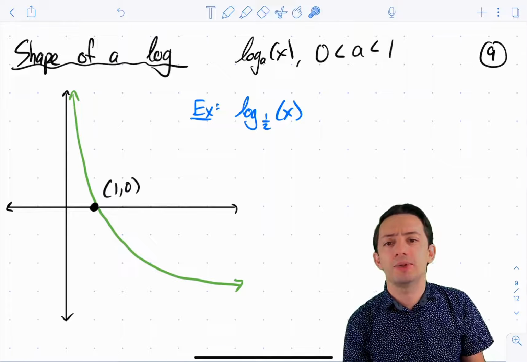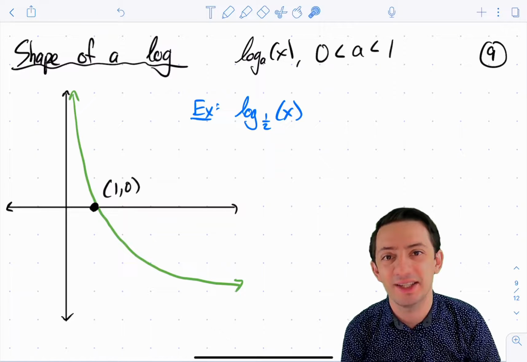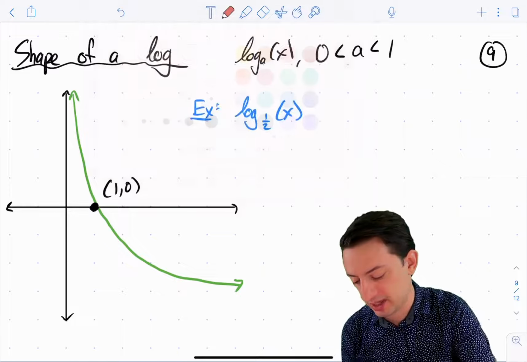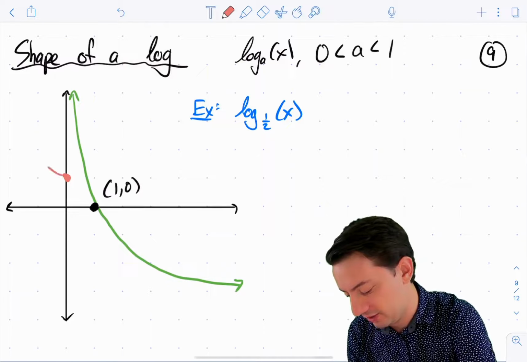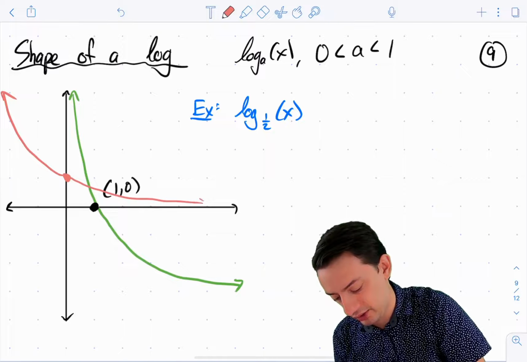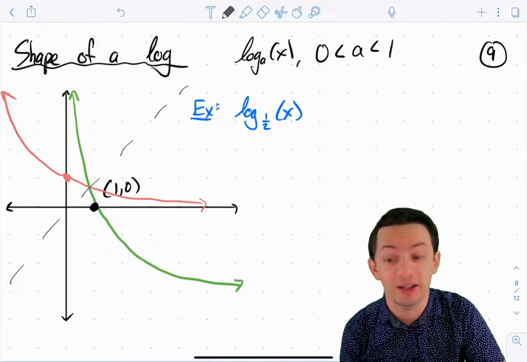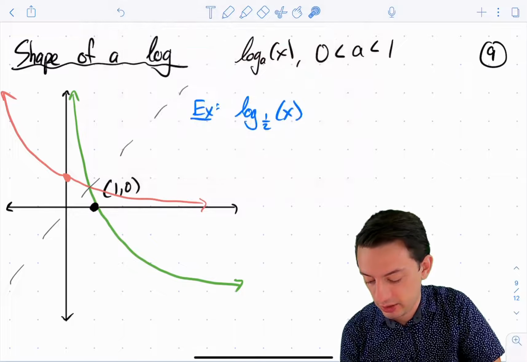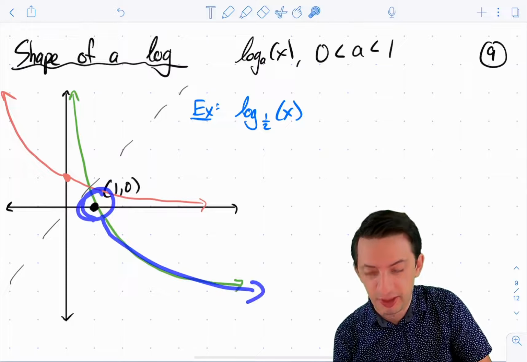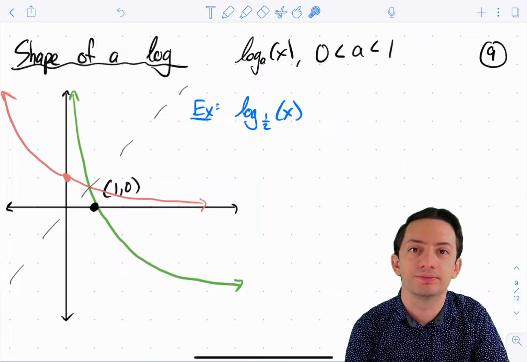For the other picture, if a is between 0 and 1, for example, log base 1/2 of x. Now, we're not going to see these too much. That's the opposite of our exponential decay. Our exponential decay went off to infinity on the left and then approached 0 on the right. So if you think about reflecting that over the line y equals x, you get our green line here. It still has our x-intercept at 1, 0, but now it approaches negative infinity on the right very slowly, and then shoots up to positive infinity as it goes to 0.